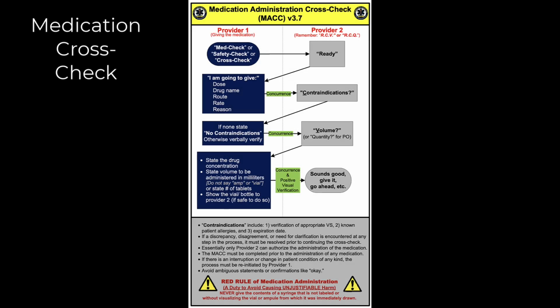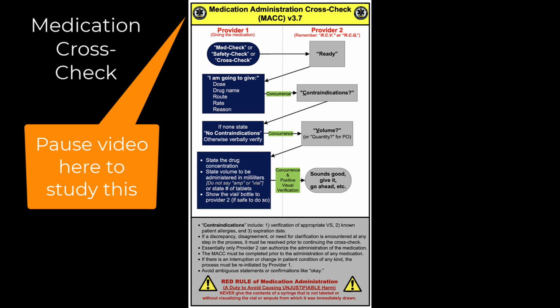Here is an example process of a medication cross-check. This process is conducted between two paramedic partners to confirm the right drug, the right dose, the right volume, for the right reason. Use of such a process is proven to reduce medication error and patient harm. Please pause the video here to study further.